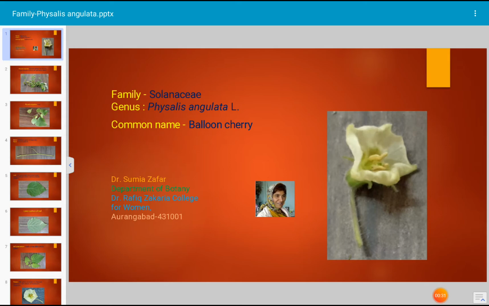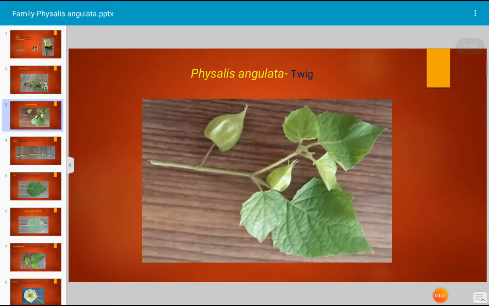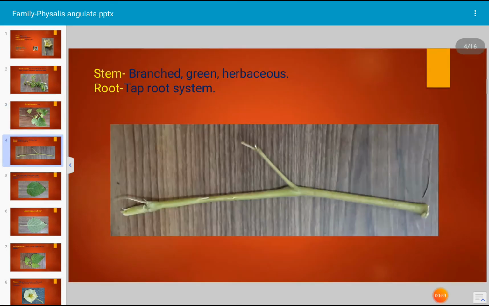In several places of India, it is cultivated for its fruits. Let us see the details of the plant Physalis angulata, family Solanaceae. It is an erect annual herb that reproduces by seeds, and it is very common in tropical and subtropical regions of the world. Next, this is the twig of Physalis angulata. Let us see the next slide.